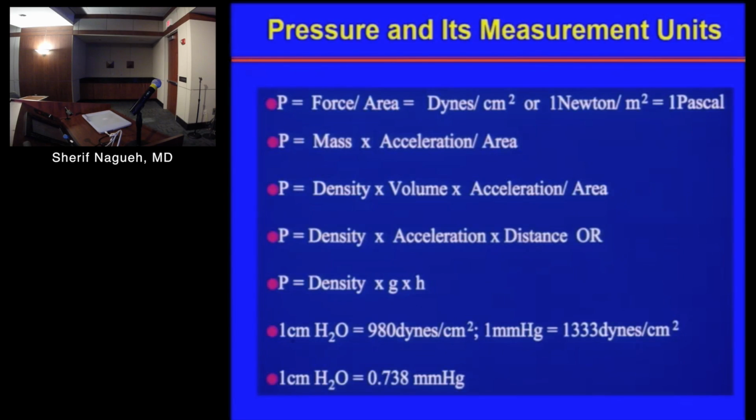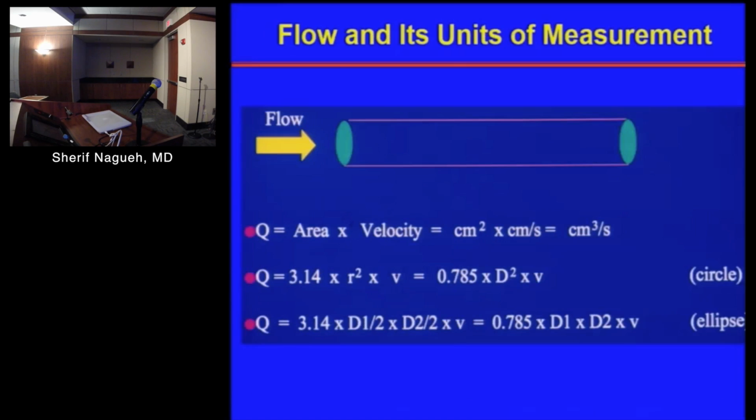So the take-home message from that slide is pressure is dependent on the density, free fall acceleration, and height. The variable that we look at is the height. These are constants for a given liquid on the face of the Earth. And 1 centimeter of water exerts 0.74 millimeters of mercury.